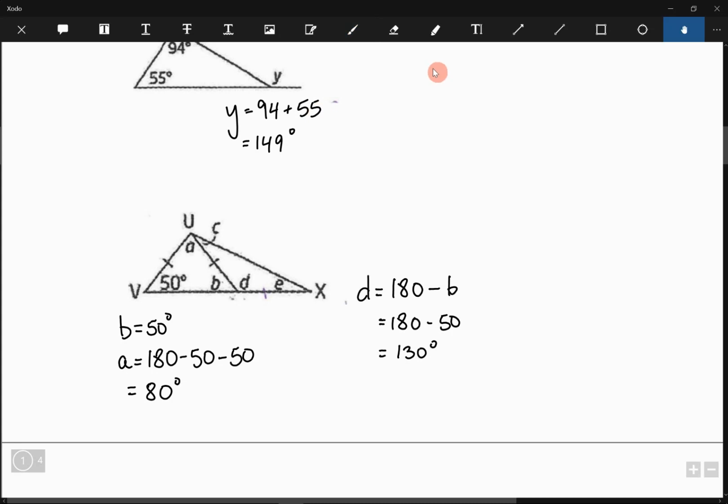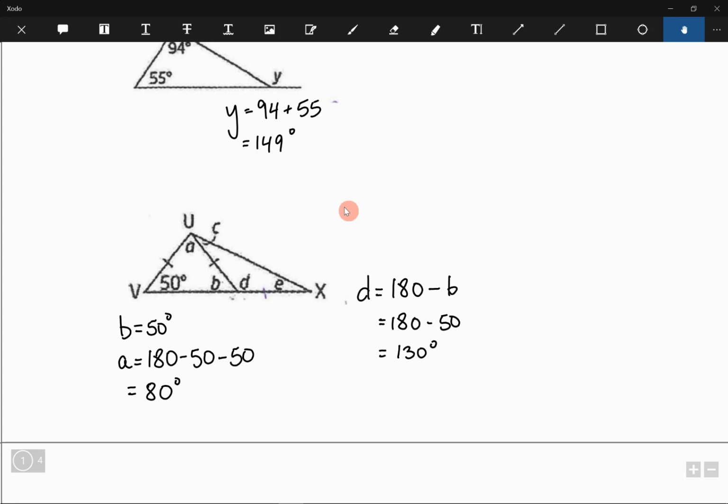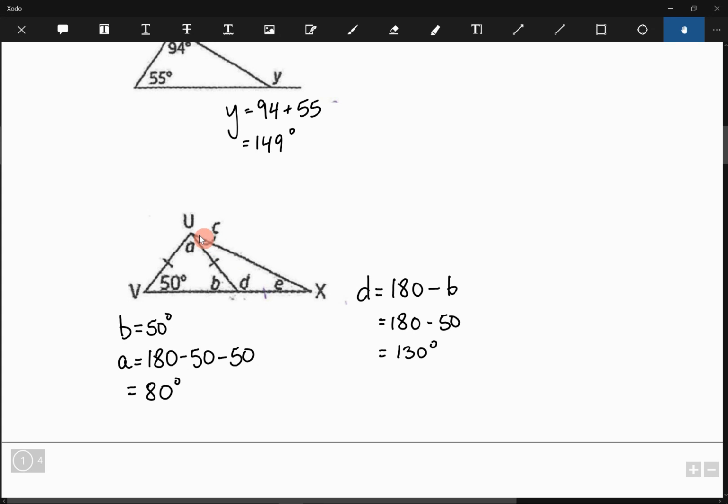And then finally, we can find angle E. Let's have a quick look here. So angle E. So I need angle C as well. Angle E and angle C are the same. So if I find angle E, I'll know angle C. And the reason why is because these tick marks over here indicate that we have another isosceles triangle. So this side and this side are the same. So C and E must be the same angle.